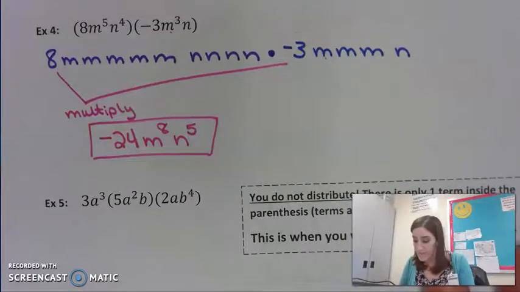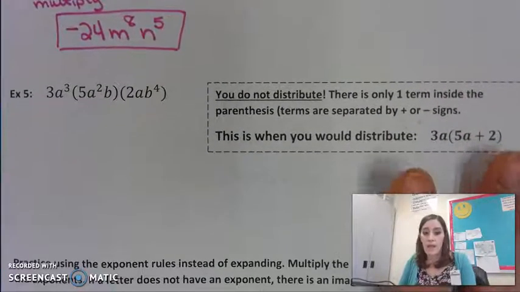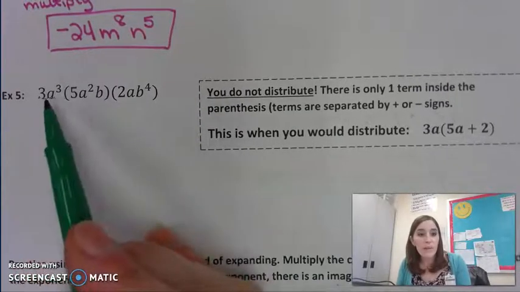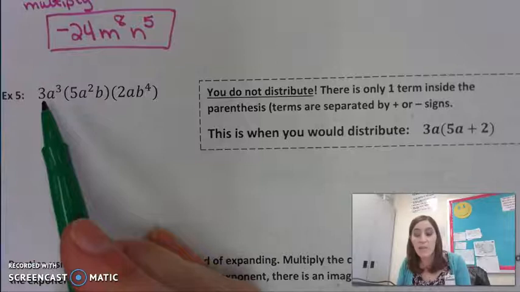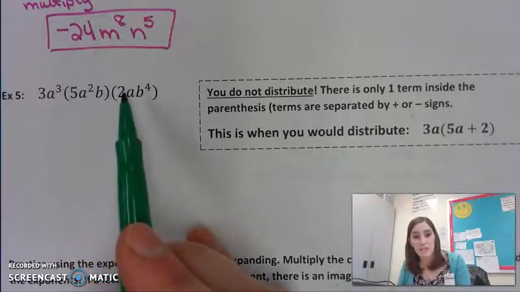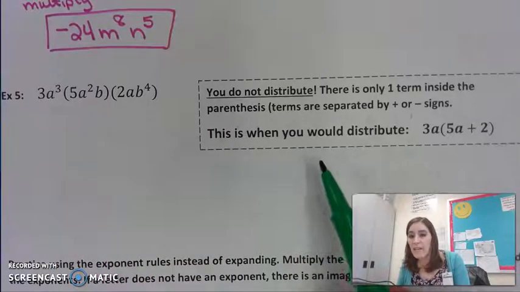Example 5. Okay. Problem on example number 5. Whenever we get this one, for some reason, a lot of people want to take this 3 and they want to distribute it. They want to take that 3 and multiply it times the 5 and times the 2. But that's not what's happening here.